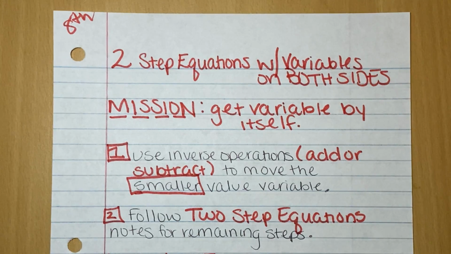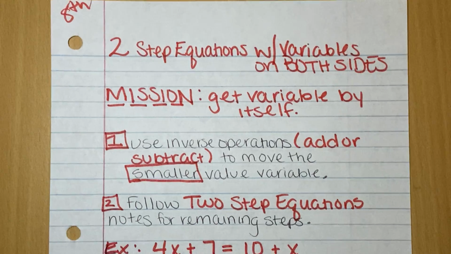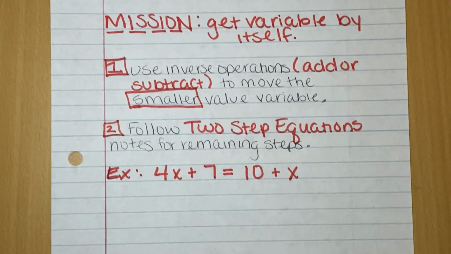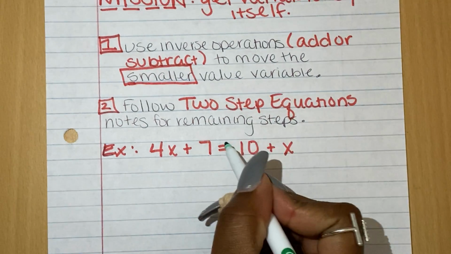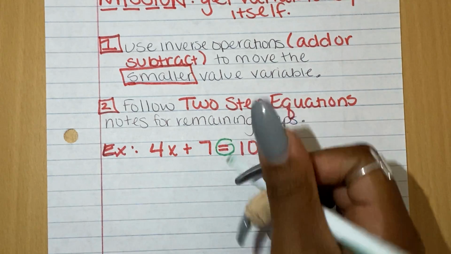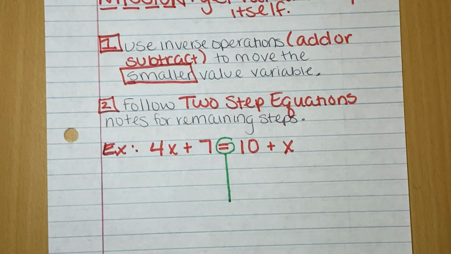Those two-step equation notes are already in our journal. We already know how to solve those. Let's start with variables on both sides, okay? First example is 4x plus 7 equals 10 plus x. We're going to use our strategy of the lollipop so that we can separate the sides of the equal sign, okay?